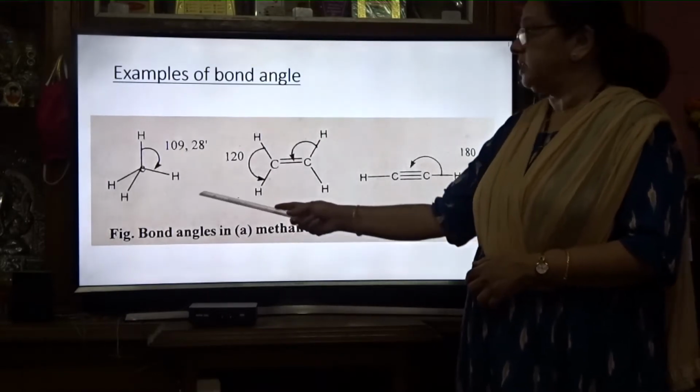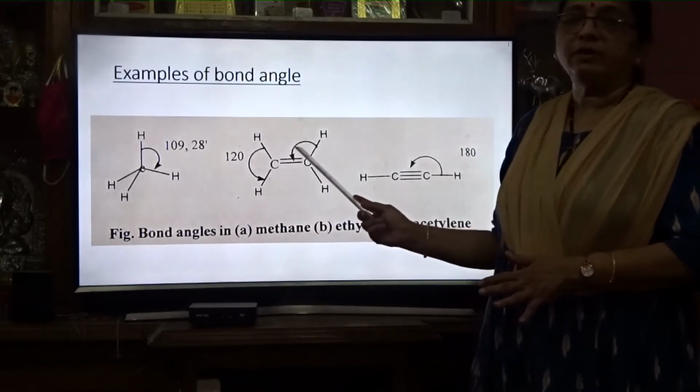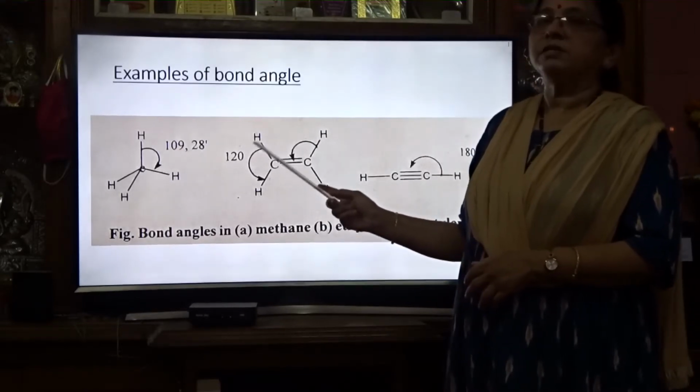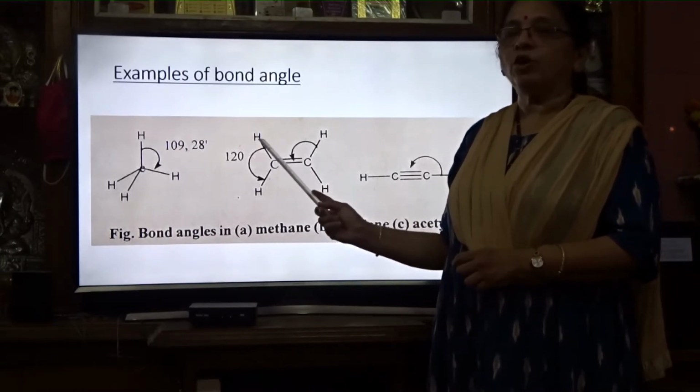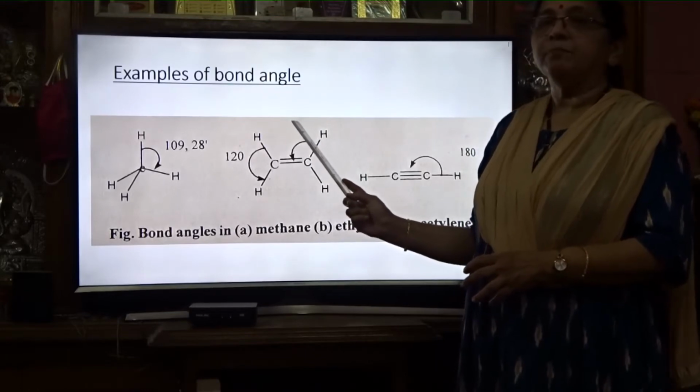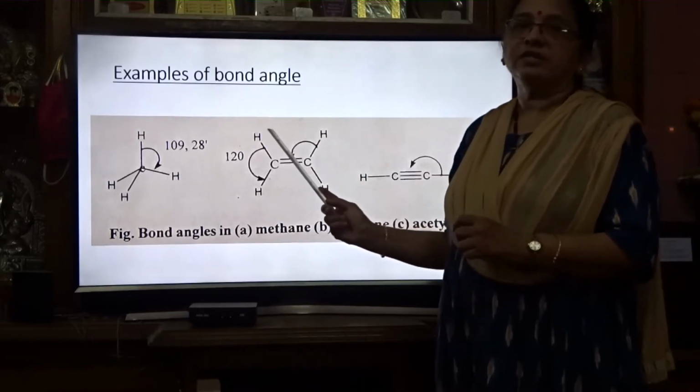You have to learn these three bond angles by heart. When the definition of bond angle is asked, you have to give the examples and their bond angles. By seeing the bond angle, we can say what is the shape or the geometry of the molecule.